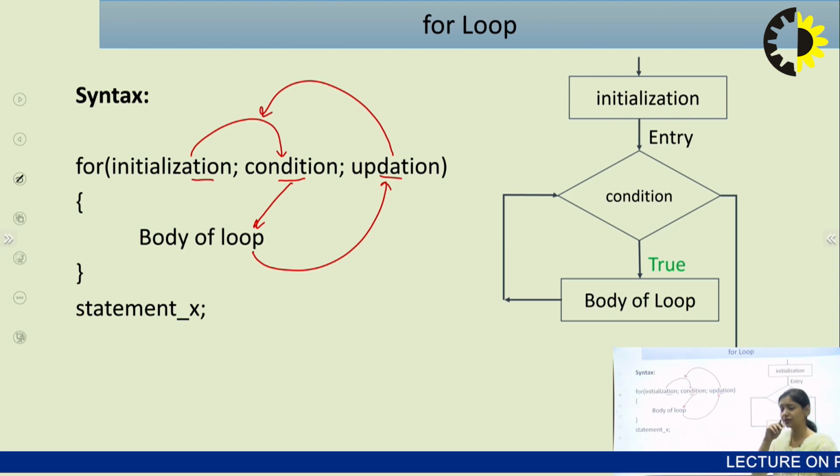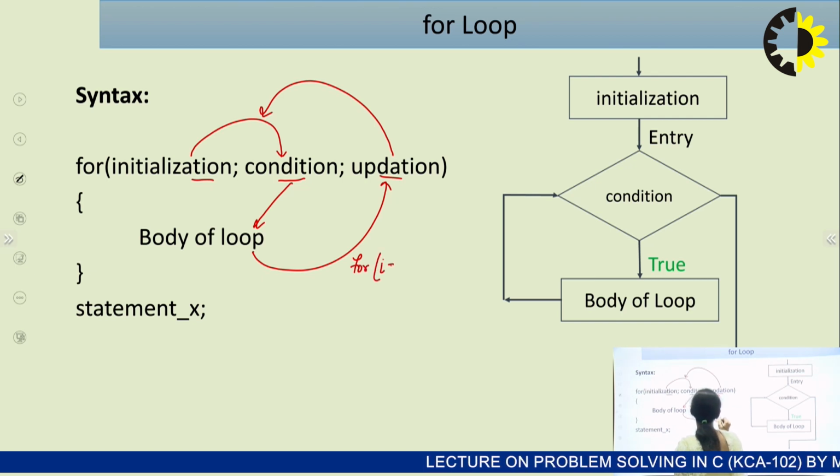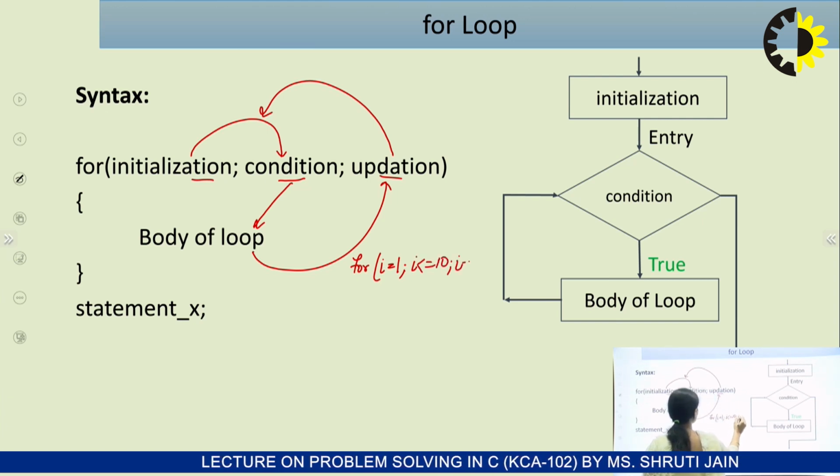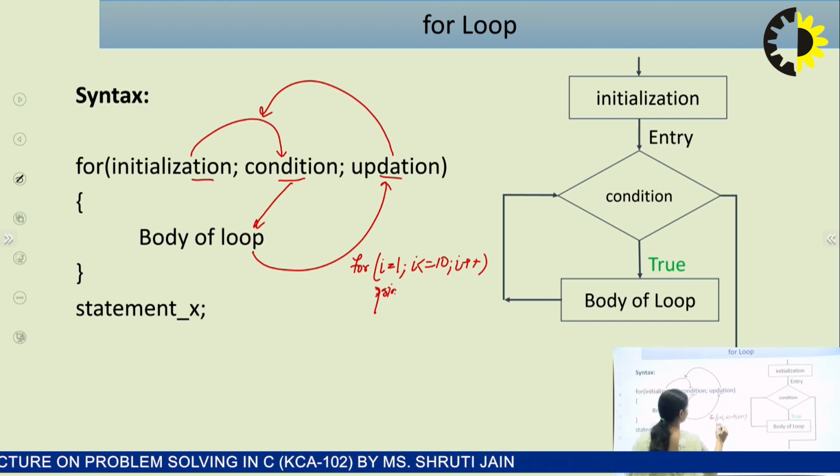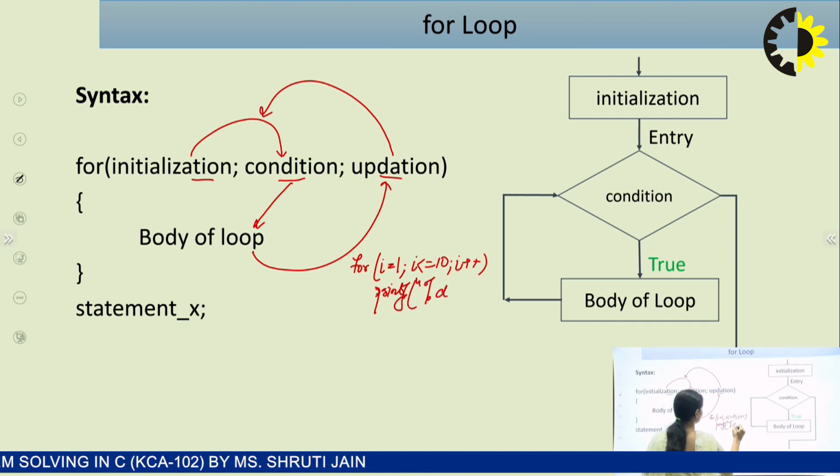Taking the same example to print the first 10 natural numbers. Here, instead of initializing and checking the condition at different steps, we'll start with for I equals 1, I less than equal to 10, I plus plus, and then we'll printf %d, I.